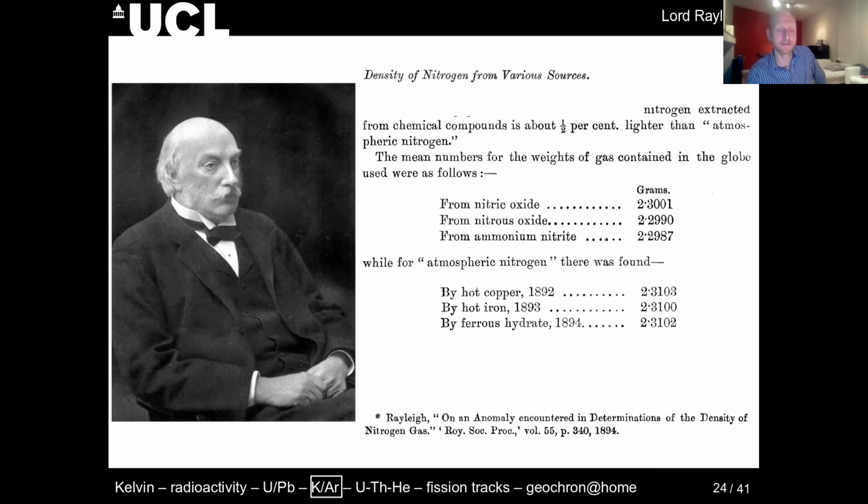Rayleigh measured the density of nitrogen by producing nitrogen in two ways. His first approach was to apply chemical reactions to nitric oxide, nitrous oxide, and ammonia. So from these chemical reactions, he could produce nitrogen. The second approach was simply to remove all the oxygen from air and then consider the rest to be pure nitrogen. And he found that the atmospheric nitrogen was consistently more dense than the chemical nitrogen.